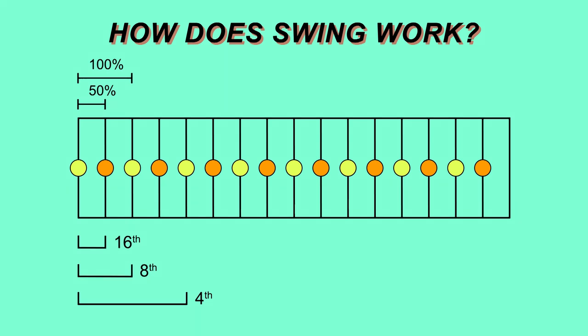When the percentage starts to go over 50%, like this 55%, it means that you're now moving forward the second 16th beat, so basically you're applying a swing, and now it starts to sound a little bit different. Let's hear it.